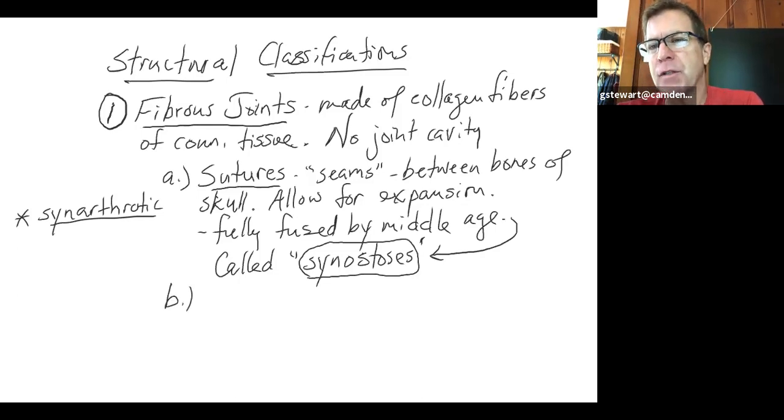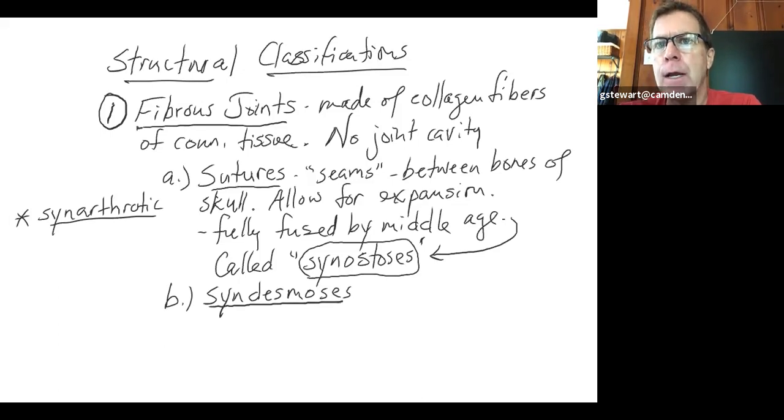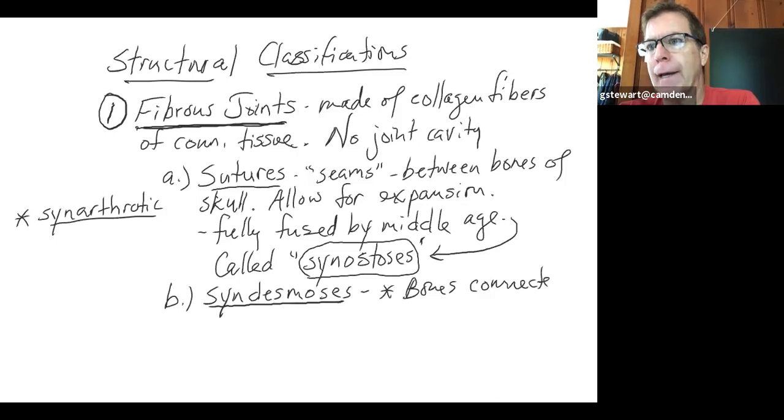This is the hard part, is just organizing this stuff, in my opinion. Syndesmoses, also that these words sound alike doesn't help, is the second subcategory in fibrous joints. So syndesmoses are bones connected by ligaments.